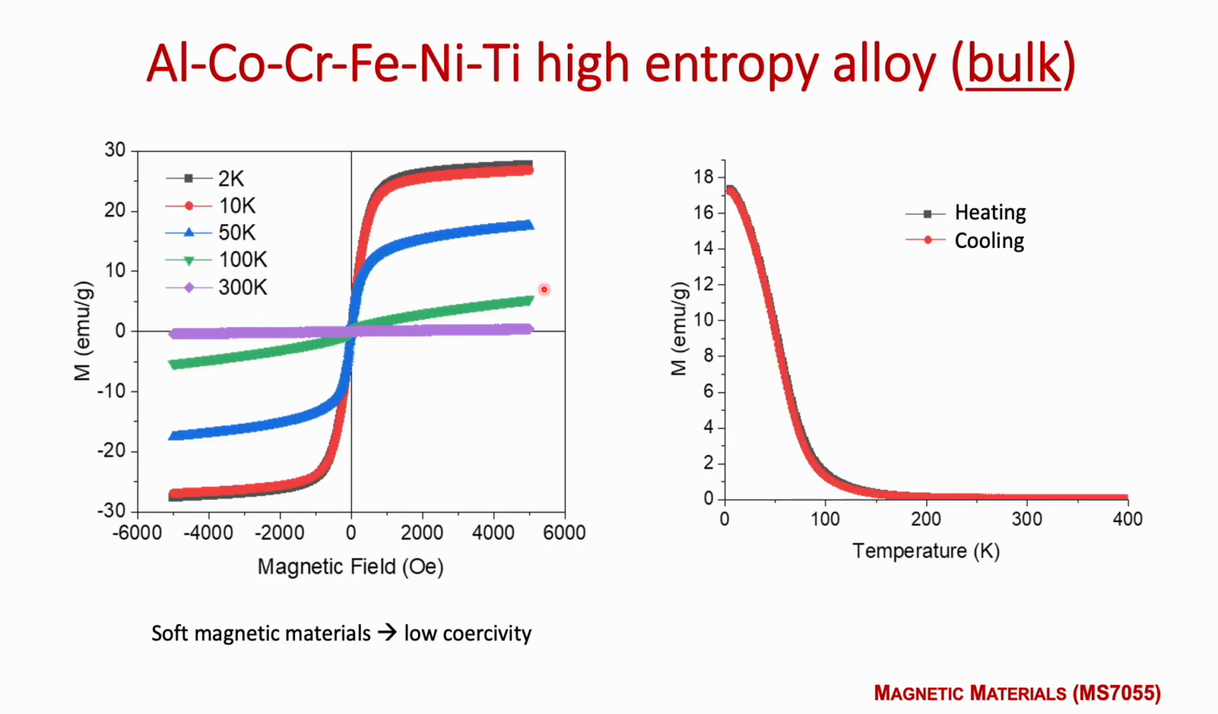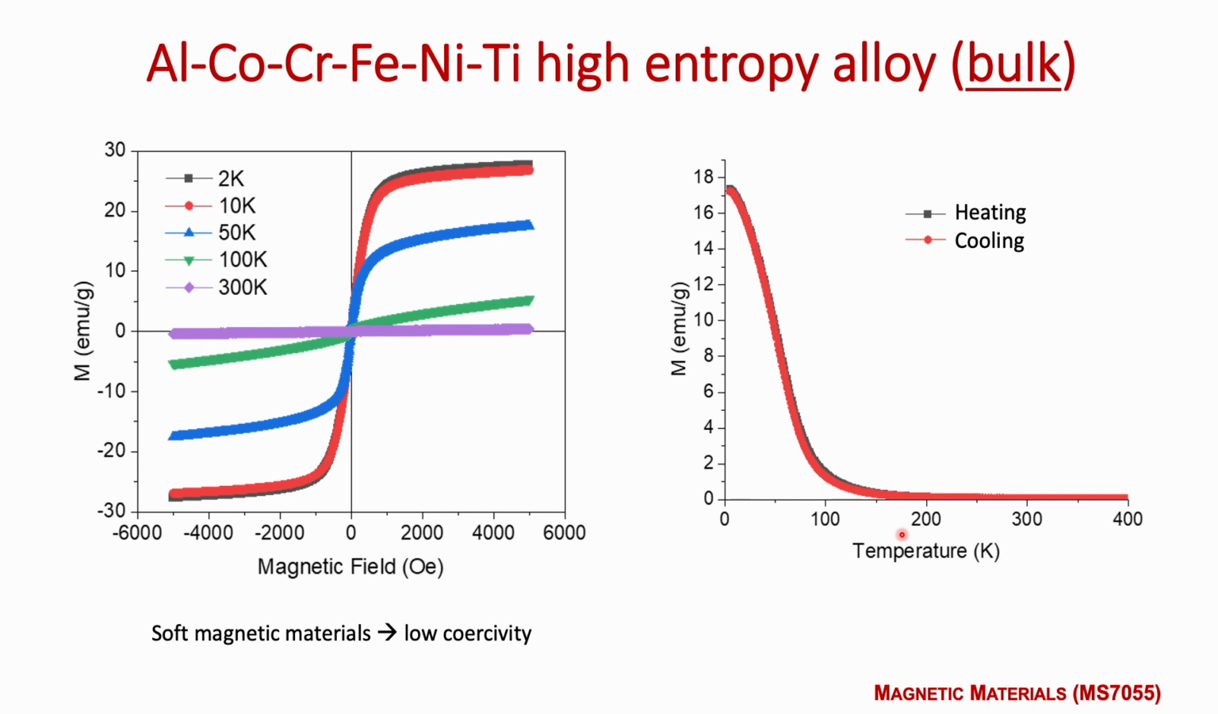So now we will discuss several kinds of materials: soft magnetic materials, hard magnetic materials, magnetic nanoparticles, all measured in this system. So, for example, here we have a high entropy alloy type of system, and this is a bulk sample measured at different temperatures, starting from 2 Kelvin to 300 Kelvin. You see the system is ferromagnetic at low temperature and becomes paramagnetic at room temperature. It has a very low coercivity and can be considered a soft magnetic material.